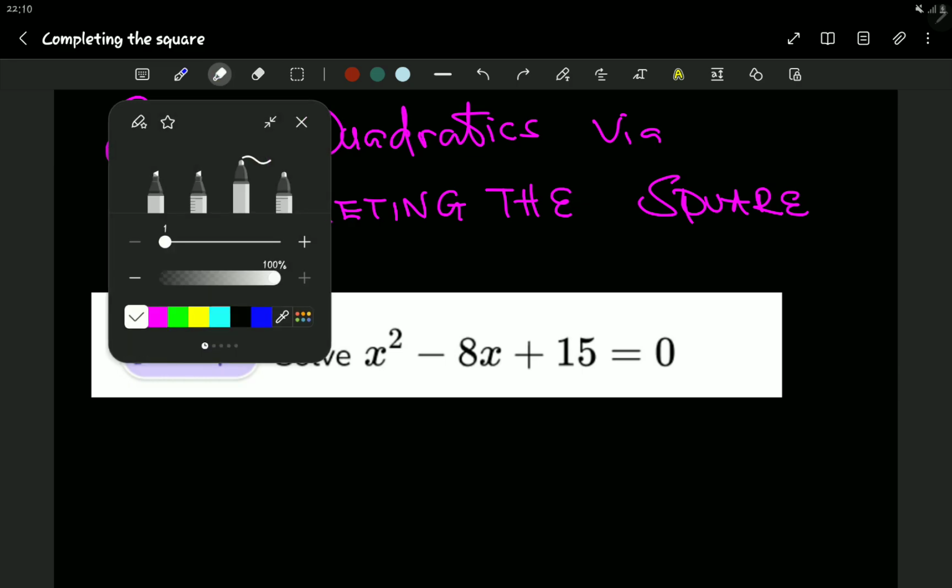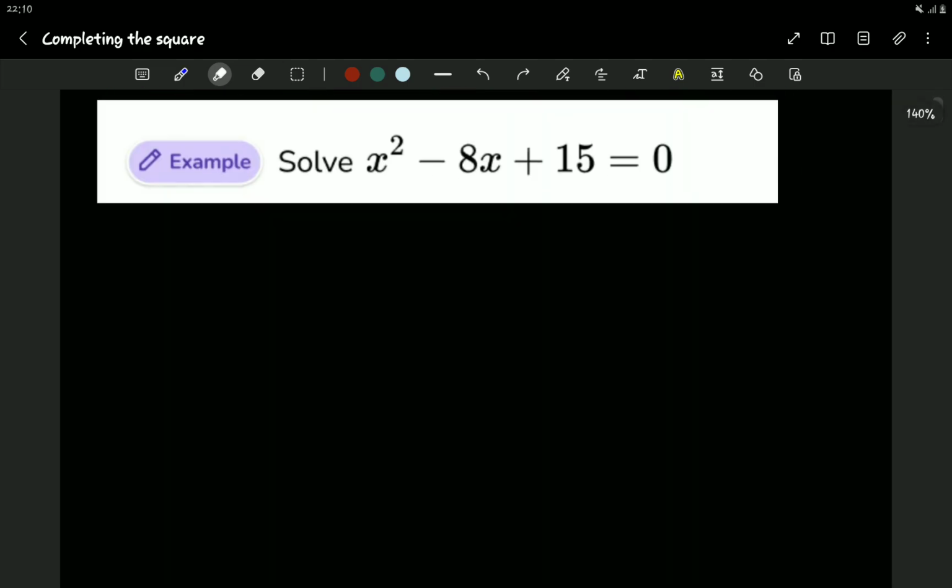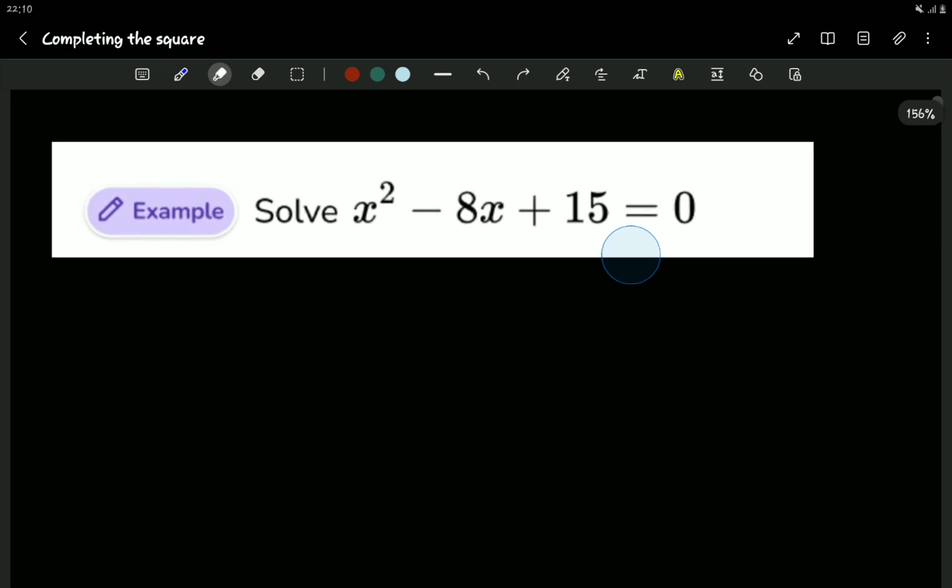I hope you've watched my other video. If you haven't, then you can take your time and go on my page and watch how to derive the quadratic formula, because that's where I talk about how to use the completing the square method. So today I'm going to look at this question over here, and I'm going to solve it via completing the square. I'm going to do two questions.